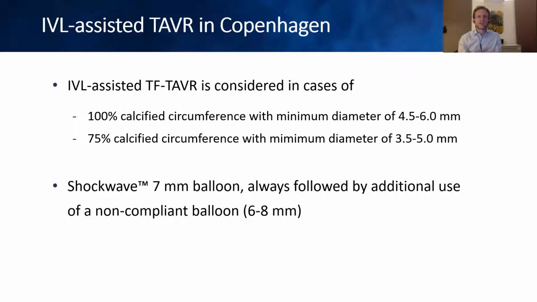100% circumferential calcified lesions with a minimum diameter of up to 4.5 millimeter, and even up to 3.5 millimeter if it's not 100%, but up to 70 to 75% circumferential calcification.